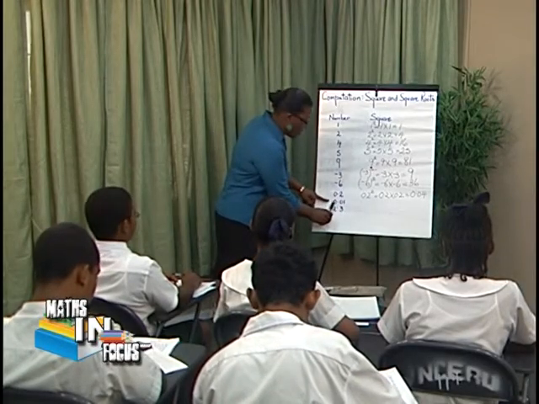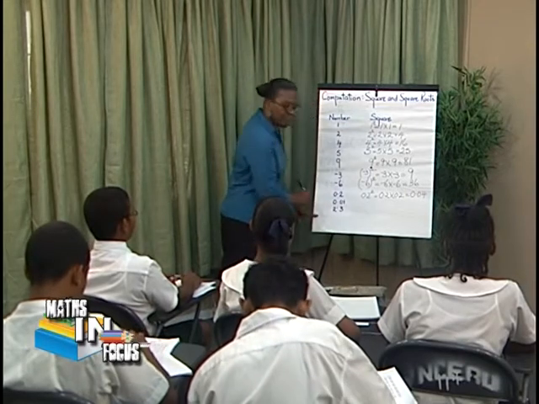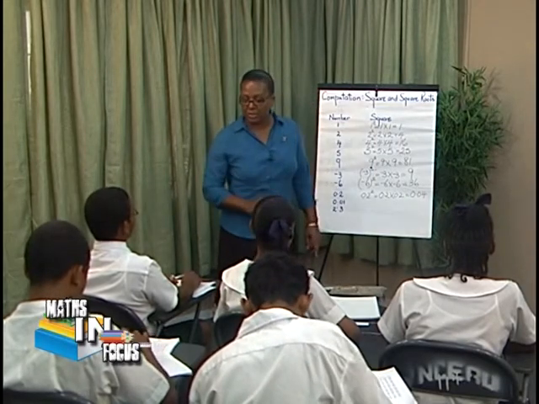Now the second number is 0.01. It's your turn to find the square of that.